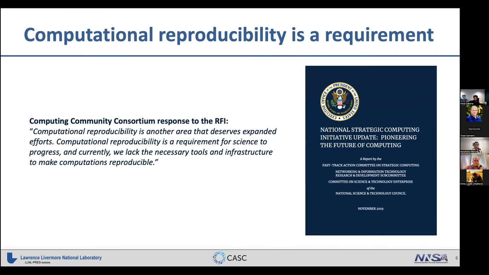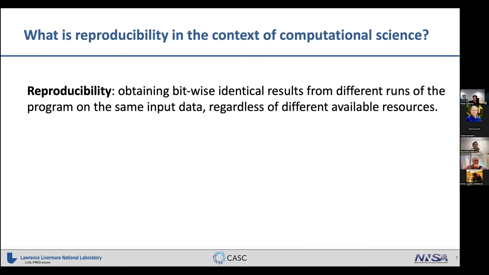So there's now a lot of emphasis on reproducibility, and this report that was put together in 2019 by the National Science and Technology Council to the president on the National Strategy Initiative mentions that computational reproducibility is a requirement for science to progress, and it deserves due attention. So what is reproducibility in our context? There are so many different ways you can define it. One of the popular definitions is this: obtaining a bitwise identical result from different runs of the same program on the exact same input, irrespective of what resource was used.